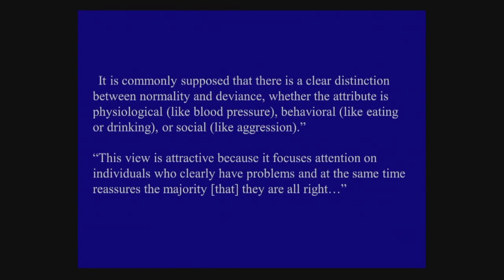So this is a quote from Rose, and it's why we need to focus on both the means and the tails. So he says, it's commonly supposed that there is a clear distinction between normality and deviance, whether the attribute is physiologic, like blood pressure, behavioral, like eating or drinking, or social, like aggression. And the view is really attractive because it focuses attention on individuals who clearly have problems, and at the same time reassures the rest of us that we're okay.